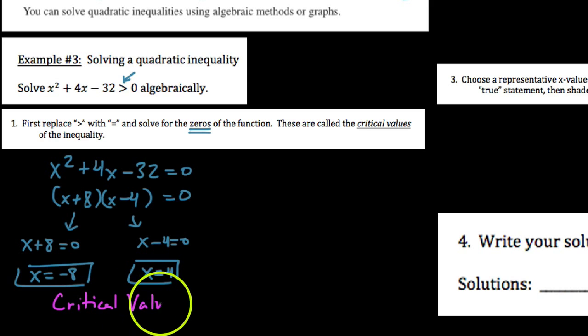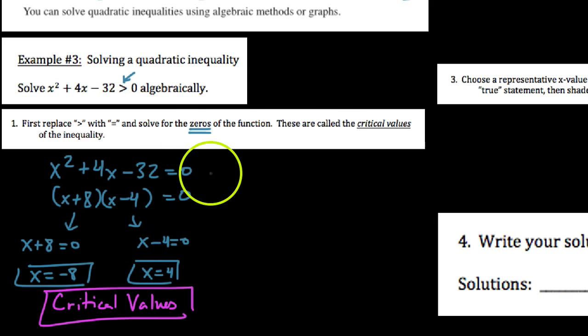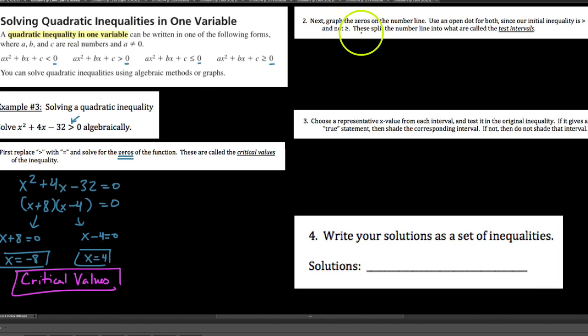These critical values are important to us when we're solving a quadratic inequality in one variable, because what we're going to do next is graph those zeros on a number line. I'm going to make my number line here, and I notice that I'm going to have to go left 8 and right 4. So we'll say 1, 2, 3, 4, 5. We'll call this 5. And then 1, 2, 3, 4, negative 5. 1, 2, 3, 4, negative 10, and negative 5.